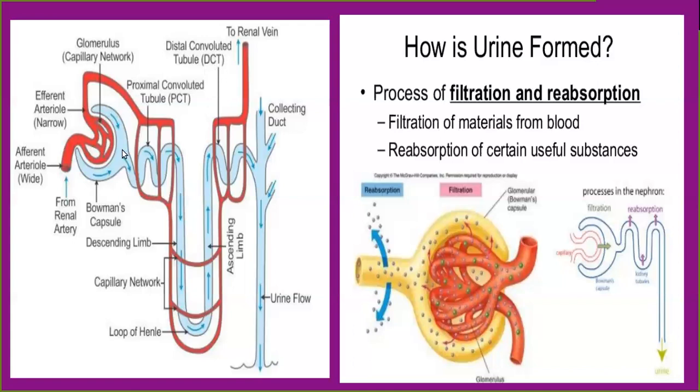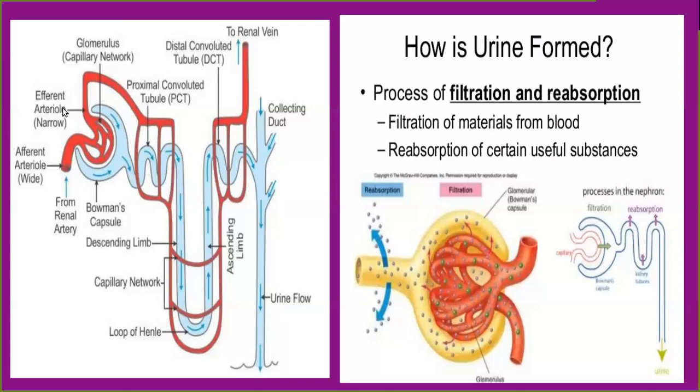You can see that one end of this tubule is connected to the Bowman's capsule, and the other end of the tubule is connected to a urine collecting duct. This Bowman's capsule contains a bundle of blood capillaries, which is called a glomerulus.